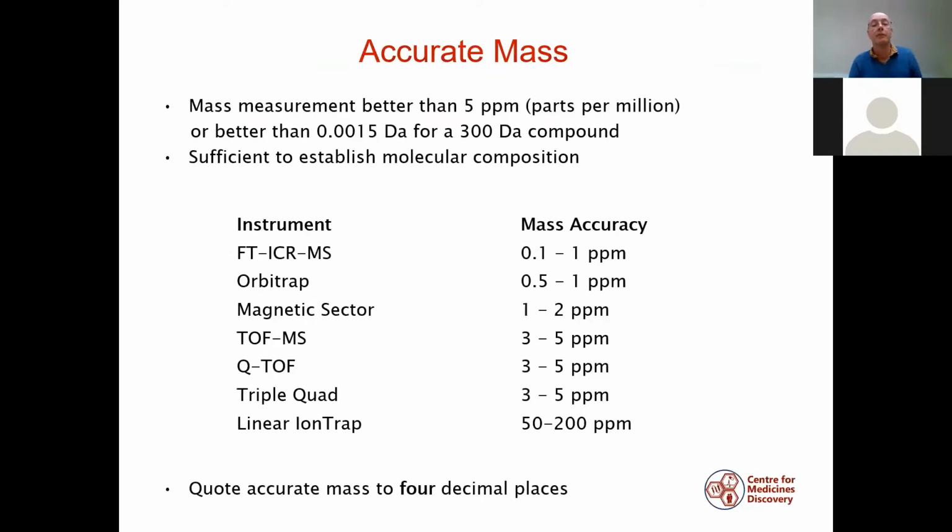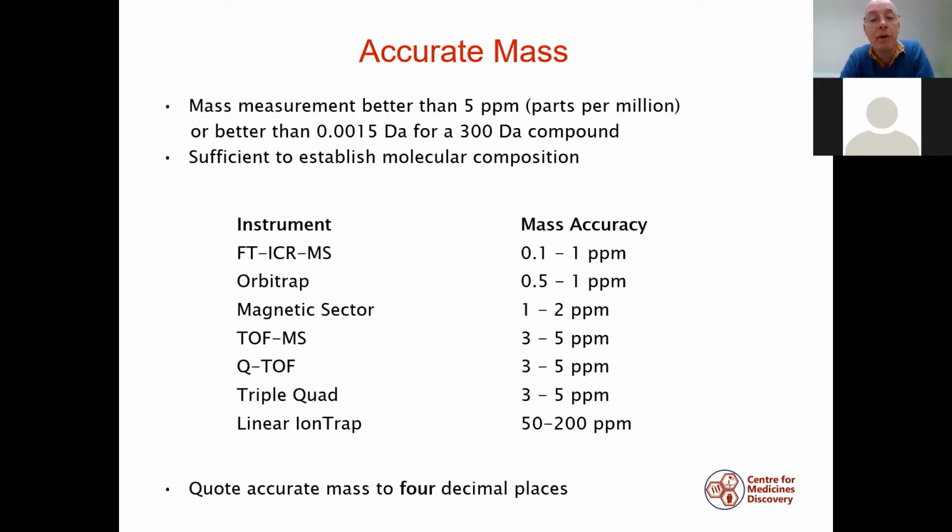Okay, so accurate mass, what do we mean by accurate mass? Basically this is a mass measurement better than 5 ppm, that's 5 parts per million. If we take a typical small molecule of around 300 Daltons, that computes to a mass accuracy better than 0.0015 Daltons. I would say when quoting accurate mass, you need to do that to 4 decimal places. And that should be sufficient to establish the molecular composition if you can get the mass measurement better than 5 ppm. I've listed some instrument types here.